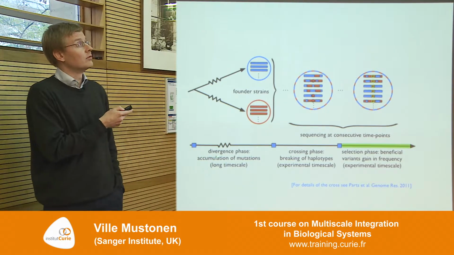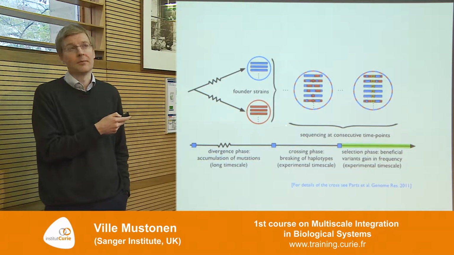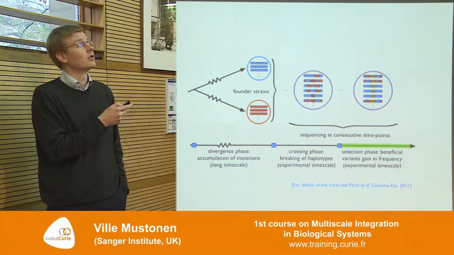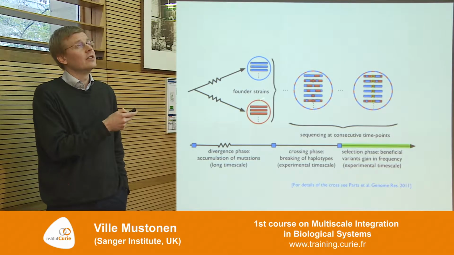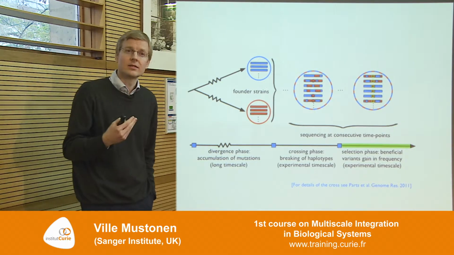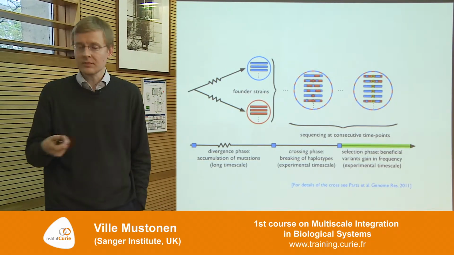And that's a long time scale of accumulation of mutations. So this is something you can't really do in a lab. But you are banking here on the natural variation. So those mutations have been created in the wild. So he can take these strains and he can make them mate. He can cross them, and he can cross them for several generations.